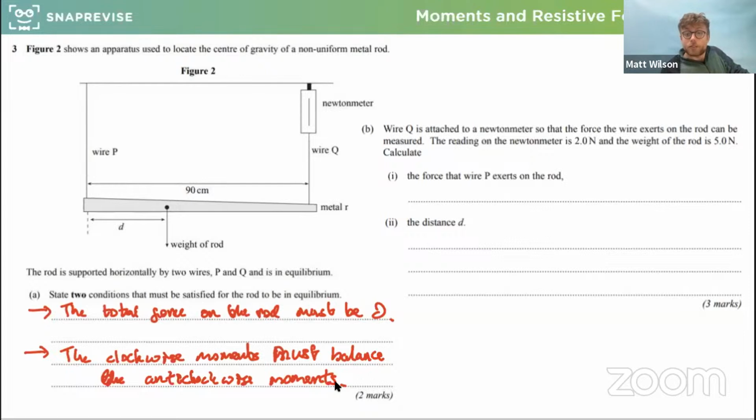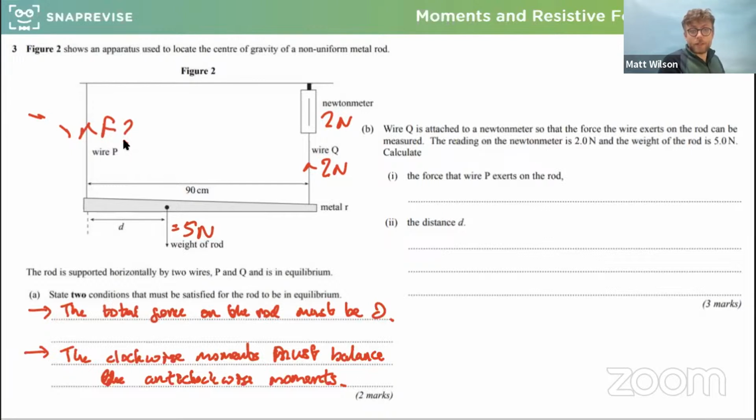So question B. Wire Q is attached to a Newton meter, so the force the wire exerts on the rod can be measured. The reading on the Newton meter is 2 newtons and the weight of the rod is 5 newtons. Okay, this is not in the diagram, so we should draw it in the diagram. The reading on the Newton meter is 2 newtons. Okay, that means the force here, the tension in this wire is 2 newtons. The weight of the rod here, that's 5 newtons.